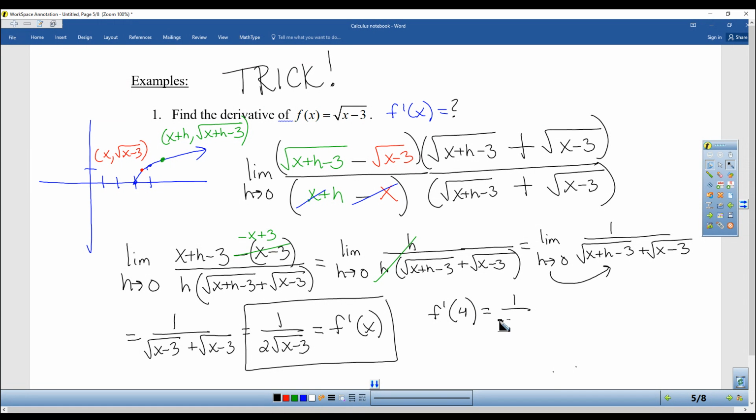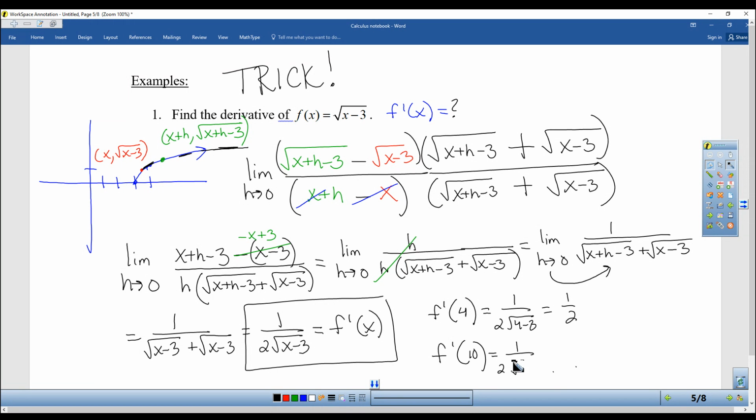So 1 over 2 times the square root of 4 minus 3 is equal to 1/2. So at 4, does the slope look like it could be 1/2? Sure. Okay, so you found the derivative. You found a formula that will tell you the slope wherever you want to know. As this number gets bigger, you should get a smaller number, right? This is flattening out. So the bigger you go, the flatter it should be.